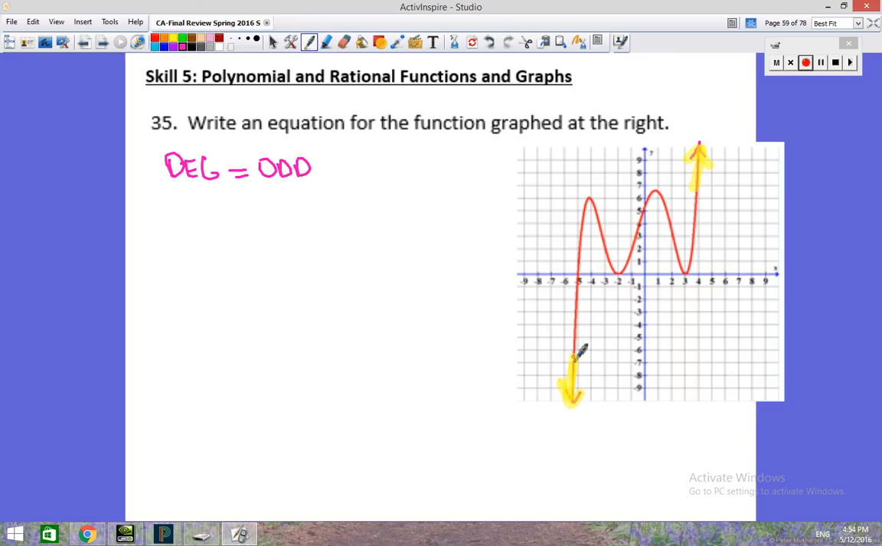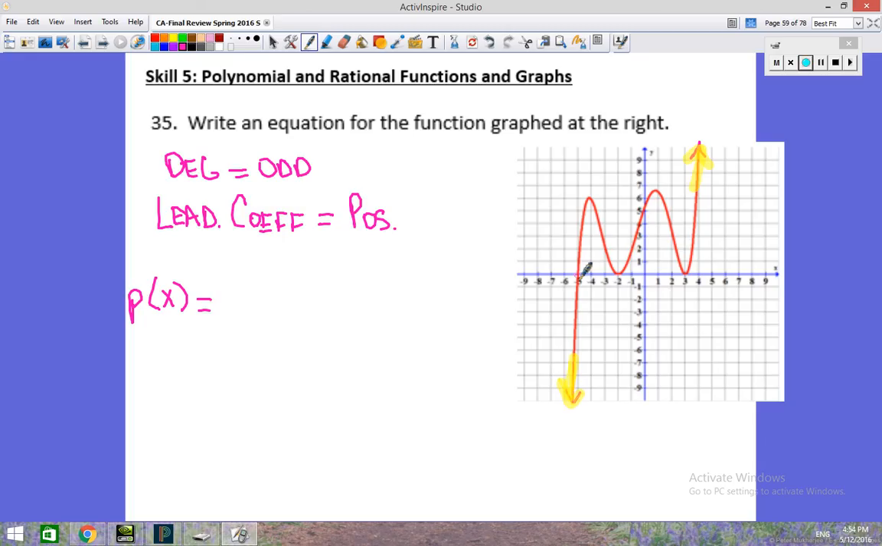I know, since as you move from left to right it's going up there, that the leading coefficient is going to be a positive number. Had this been going up and had this been going down, it would have been negative. But this leading coefficient, I don't know what value it'll be, but I know it's going to be positive. Alright, so in factored form, since it's a polynomial, let's call it p of x.